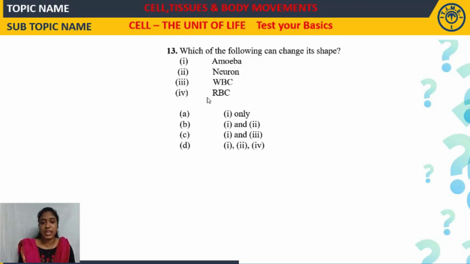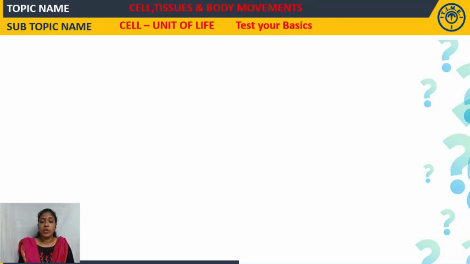Okay, so what is the correct option? 1 and 3. We can check whether any option is like that. A, 1 only. B, 1 and 2. C, 1 and 3. D, 1, 2, 4. So what is the answer? 1 and 3. Amoeba and WBC can change their shape. So this is the solution, C. Then moving on to the next question.